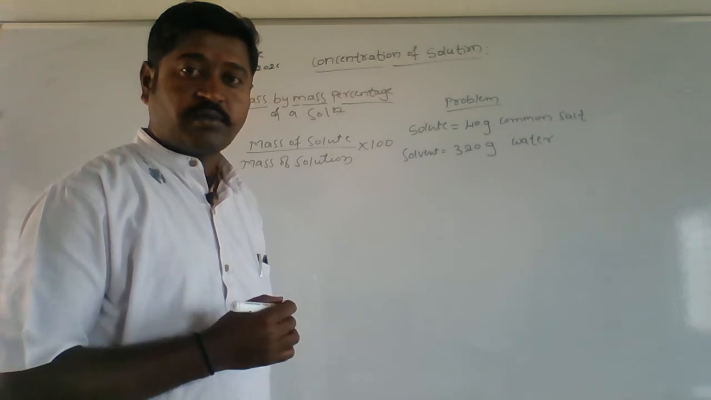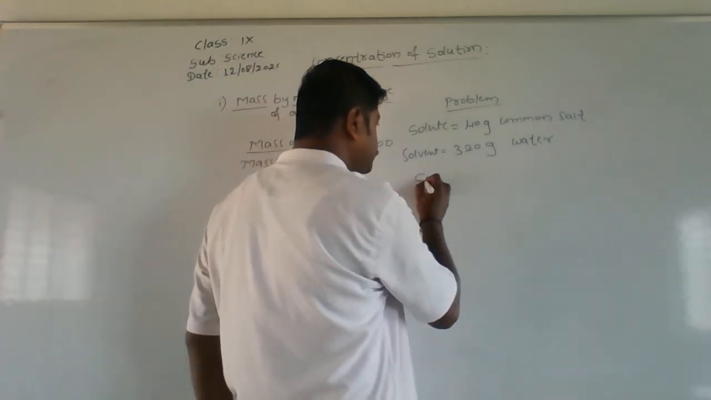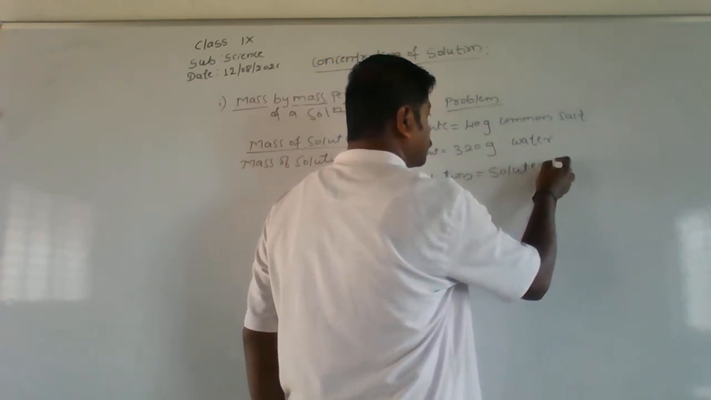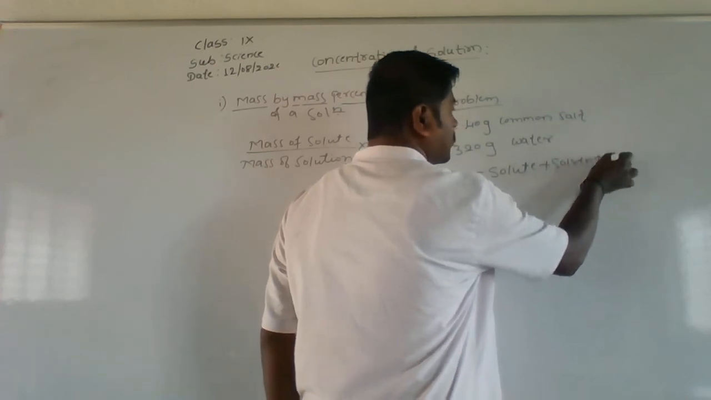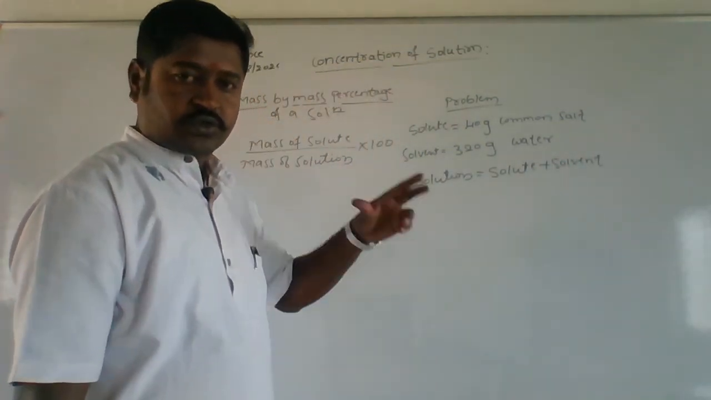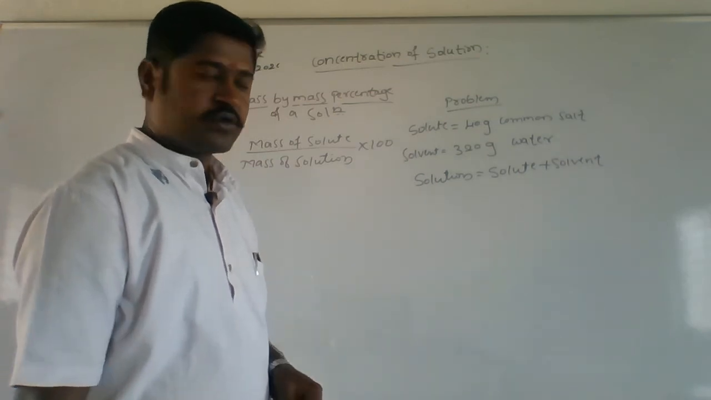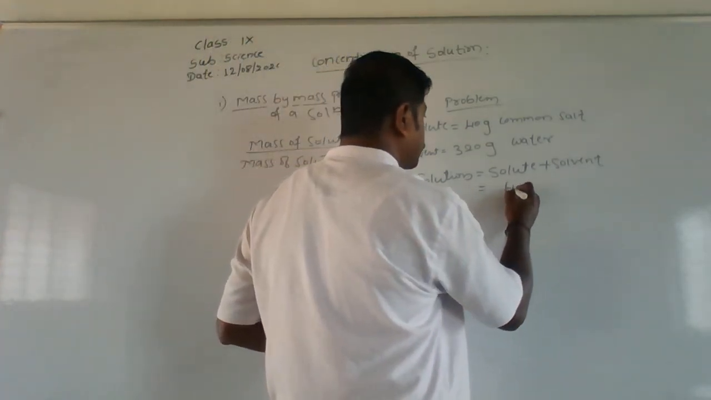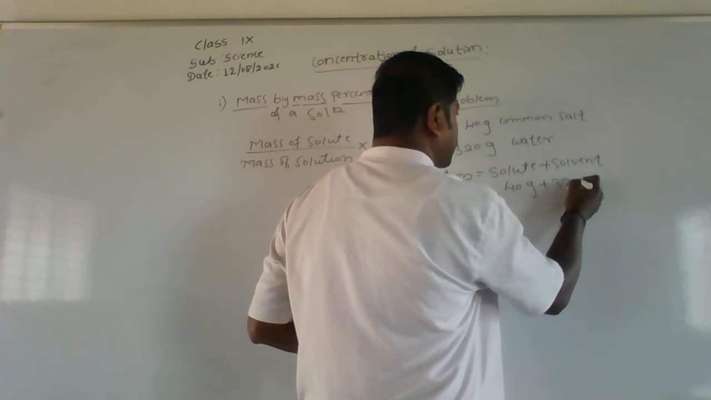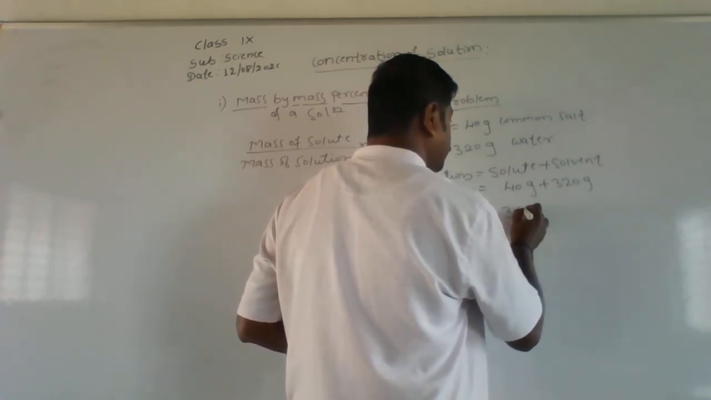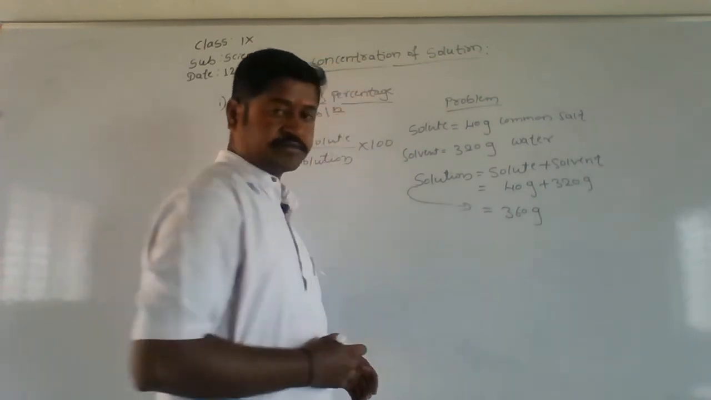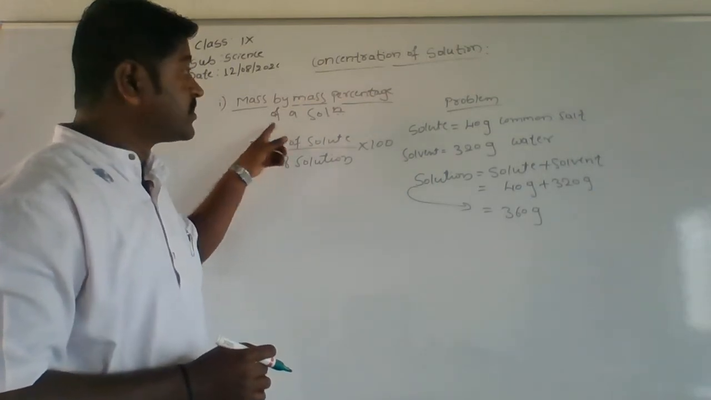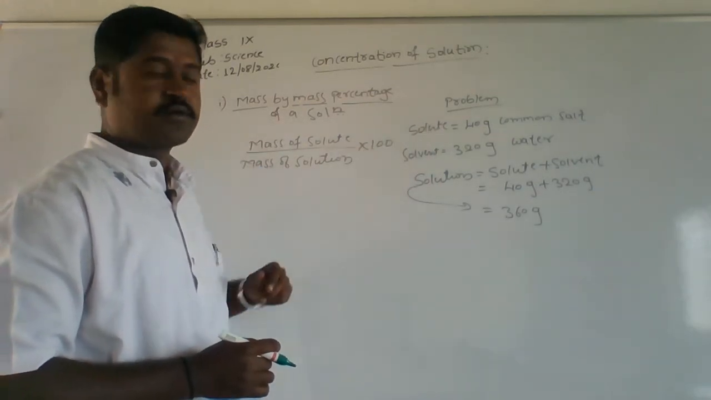Then what is the mass of solution here? We know that solution is nothing but solute plus solvent. So common salt and water together give us a solution. So both masses are combined to get a solution. How much is it? 40 gram plus 320 gram. So it gives you 360 gram of solution. Right? So we will be using this first formula to find the concentration of this solution.